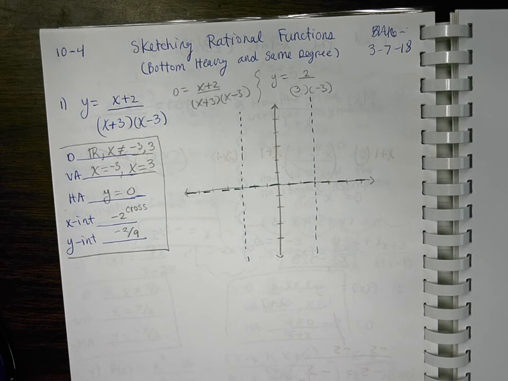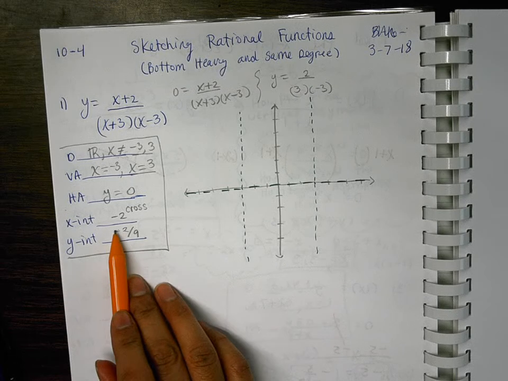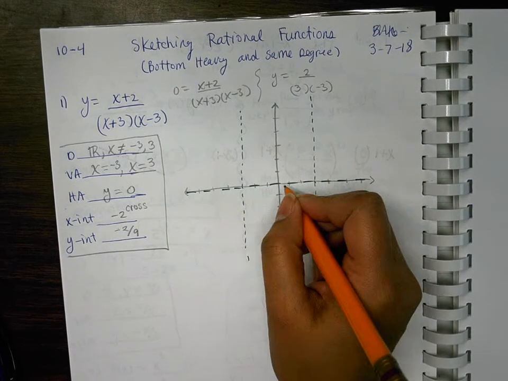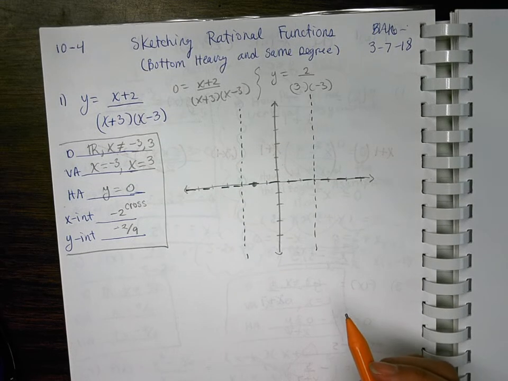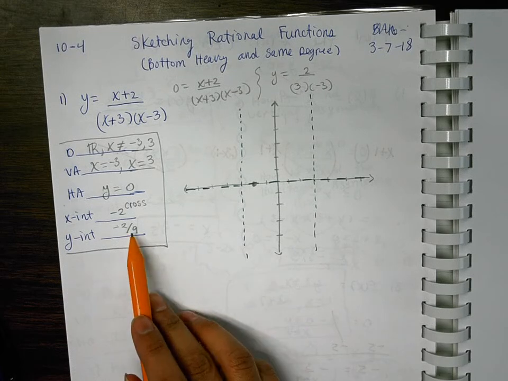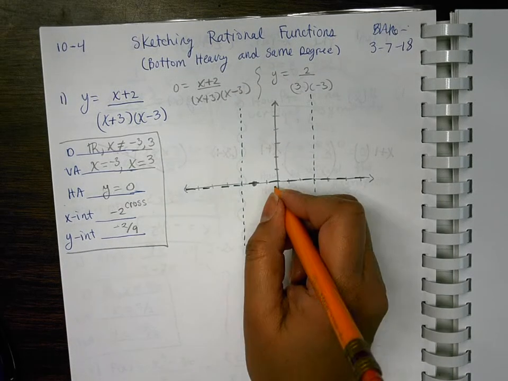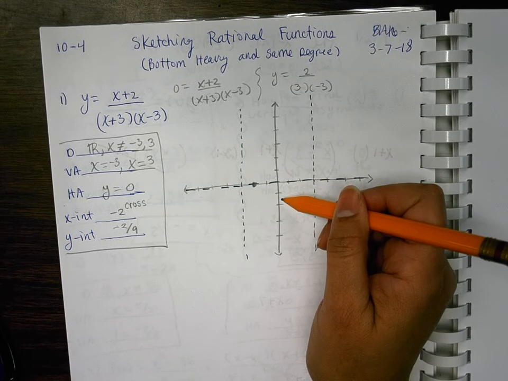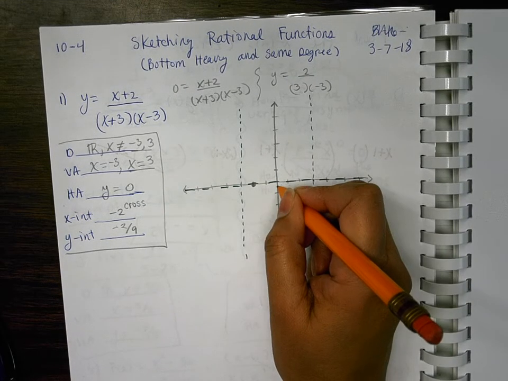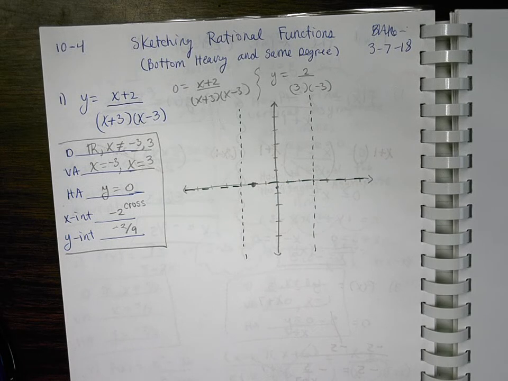Let's plot the intercepts. X-intercept is -2. Is that the only x-intercept? Mm-hmm. And then the y-intercept is -2/9. Should I go down further than -1? No. All right, that's all we have so far. Do you agree? Okay.